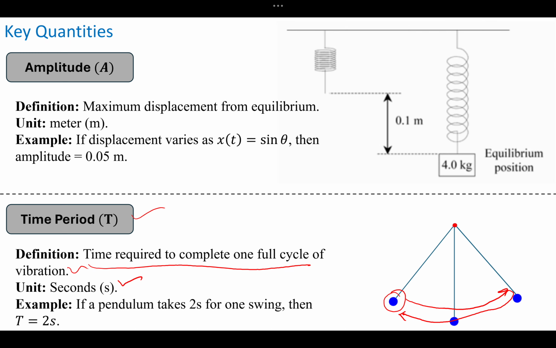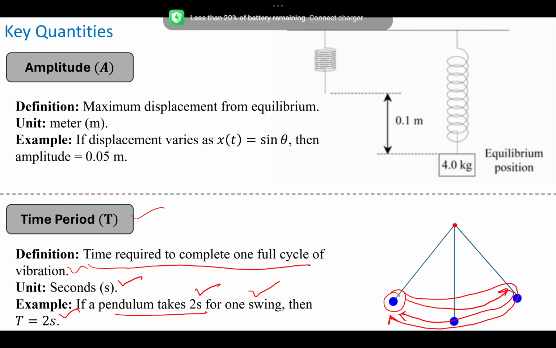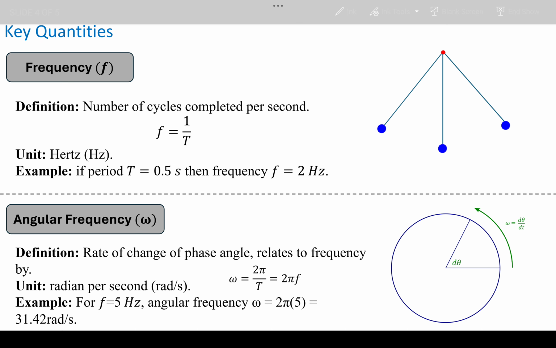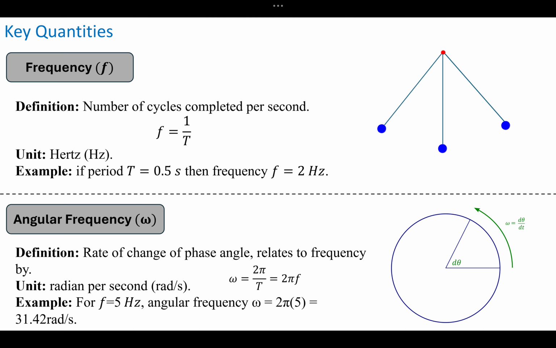Now for example, if a pendulum takes 2 seconds for one complete swing, so one complete swing means the body goes from here and then returns back to its original position, that's one complete swing. Then if it takes 2 seconds to do that, the time period will be 2 seconds. Simple and straightforward. Now the next is frequency. Frequency is defined as the number of cycles completed per second. Okay, so in 1 second, how many times does the body complete these cycles? So it goes from one position to another and returns back to its original position. Okay, in 1 second, how many times does it do that? That will be your frequency.